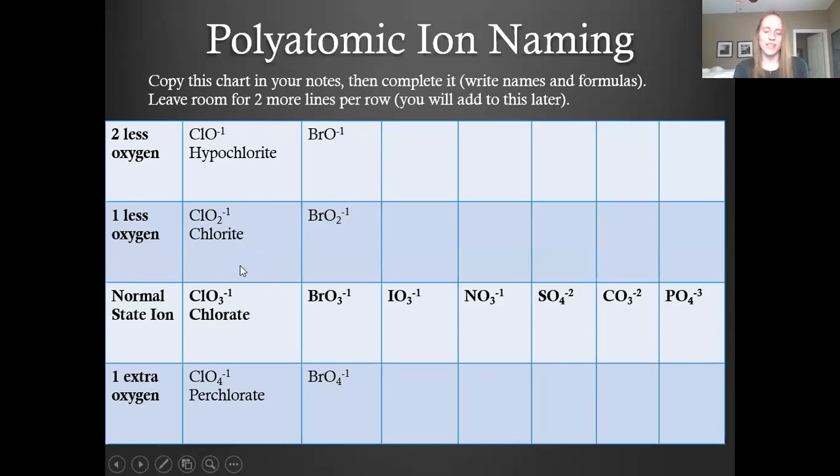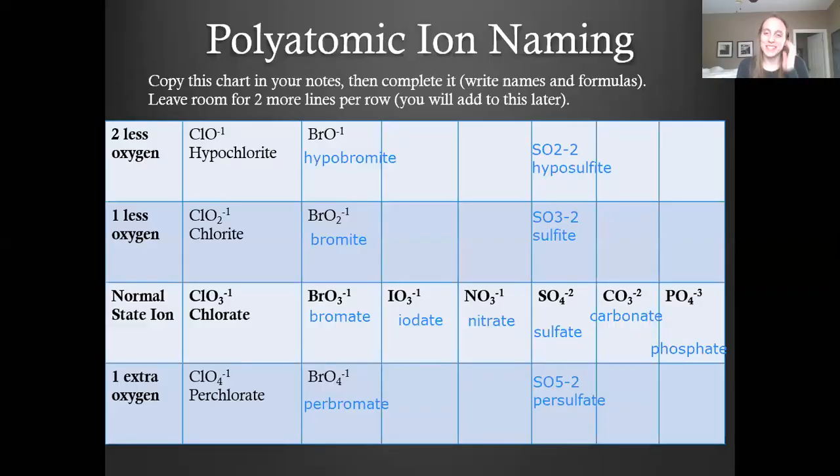So again, our normal state is just called chlorate. Again, the chlor part of this comes from the chlorine at the beginning, and because it is normal state, it ends with ate. If I add an extra oxygen, it becomes perchlorate. If I take away an oxygen from the normal state, it becomes chlorite. If I take away 2 oxygens from the normal state, it is hypochlorite. Okay? So what I would like you guys to do is look at this chart here and see if you can fill it out following the same pattern to name the rest of these polyatomic ions.